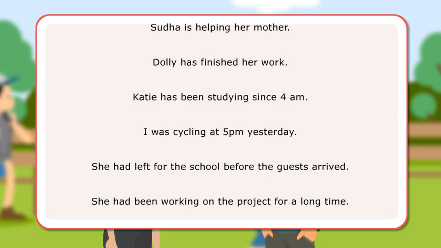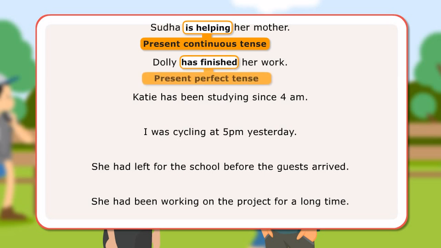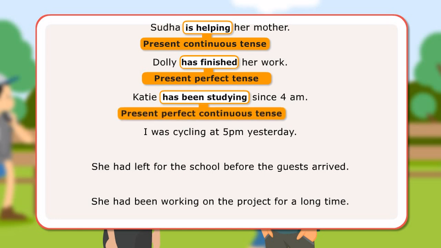In the first sentence, is helping is present continuous tense since it speaks of what is happening just now. In the second sentence, has finished is present perfect tense as it speaks of a work that has just been completed. In the next sentence, has been studying is present perfect continuous tense since it speaks of something that began in the past and is still continuing in the present.